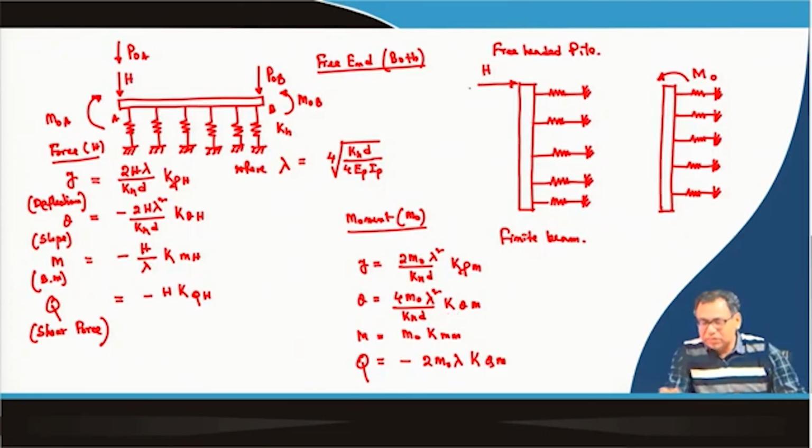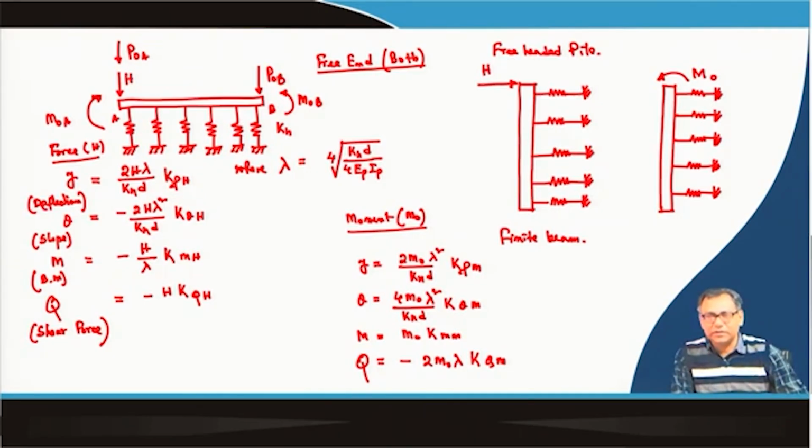Because of this fixed head, both the slopes will be equal, and then only the net slope will be 0. In such a way we have to calculate what will be the moment induced due to the fixity of the pile. For example, here we assume that only a horizontal force is acting in the free head.